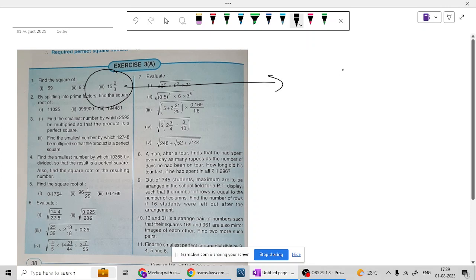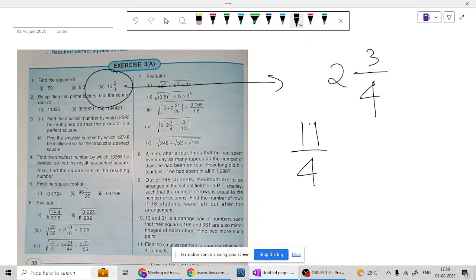Okay, I'll give you a question. I'll give one mixed fraction question. Let me give 2 3 by 4. Okay, this is a mixed fraction. First, you have to convert it into a normal fraction. Sir, the normal fraction would be 11 by 4. Yes. First, multiply this: 4 2s are 8, 8 plus 3, 11 by 4, and 4 remains as it is.